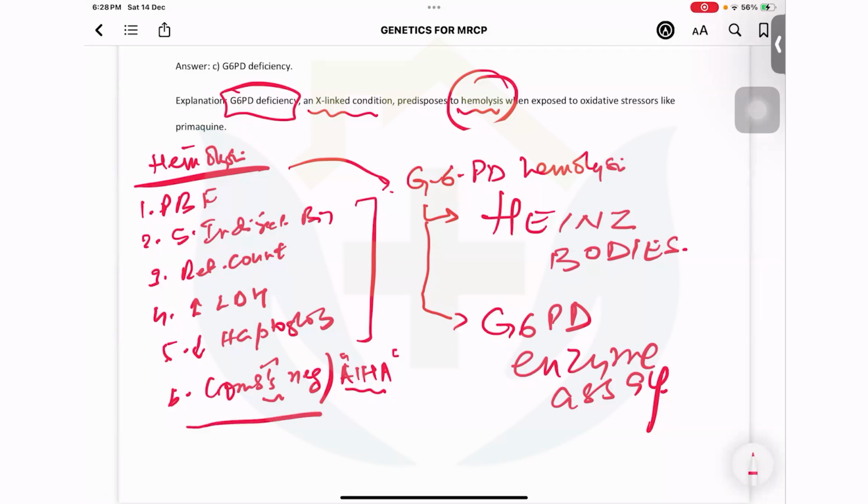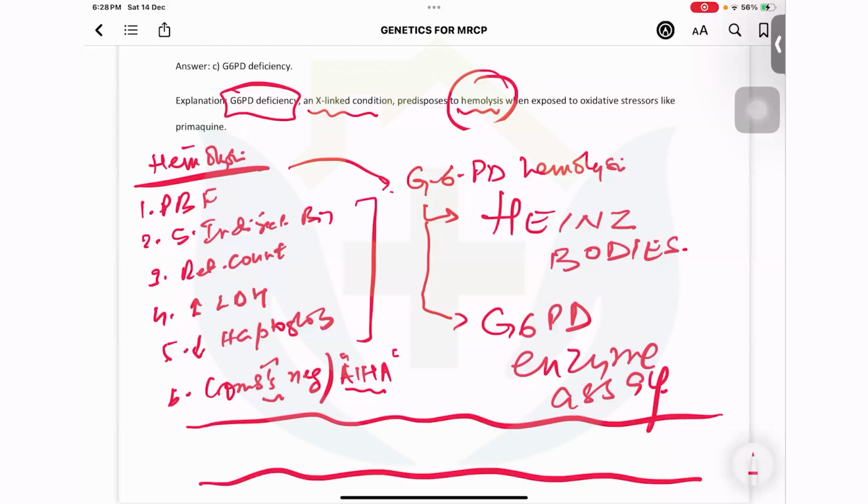Is there any benefit of having G6PD deficiency? Yes. So the MRCP pearl is that these people are inherently resistant to Plasmodium falciparum.